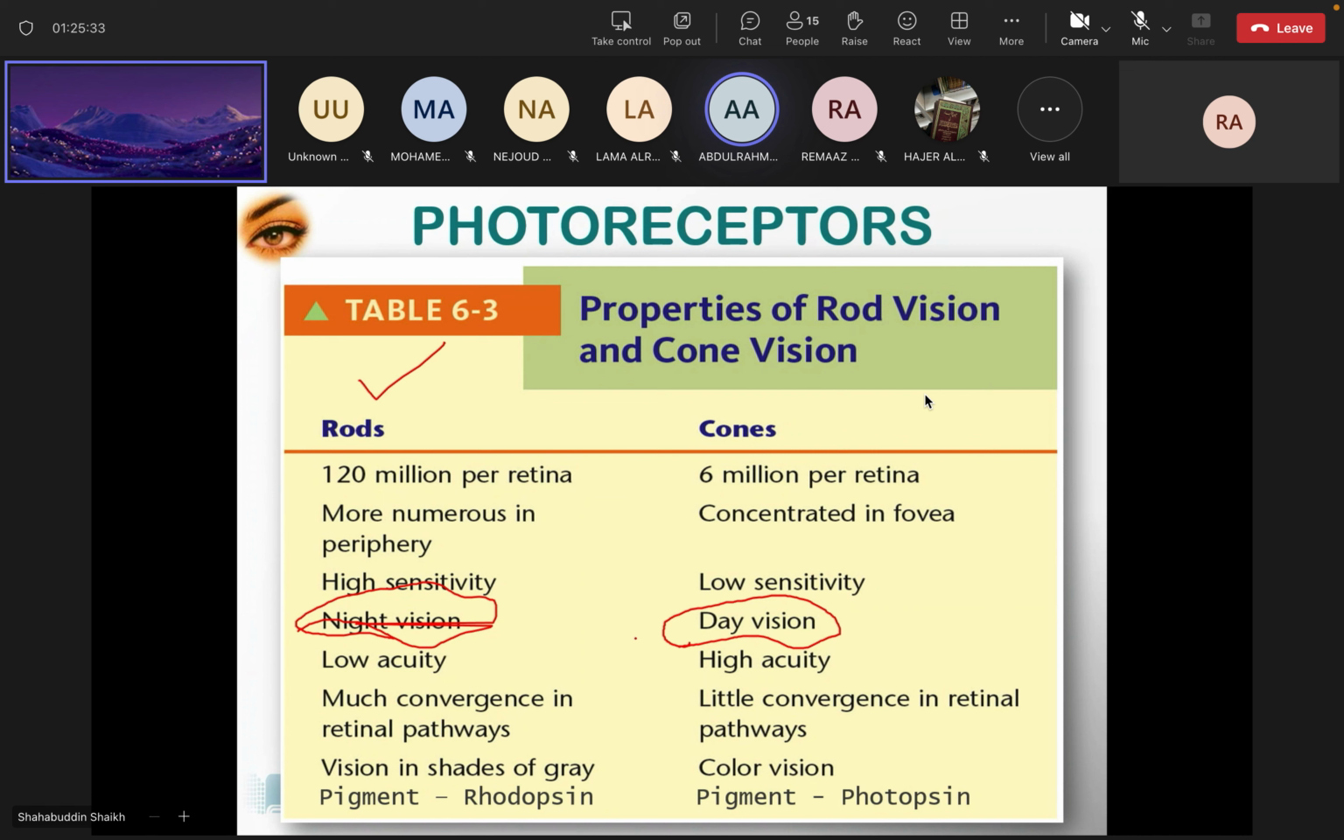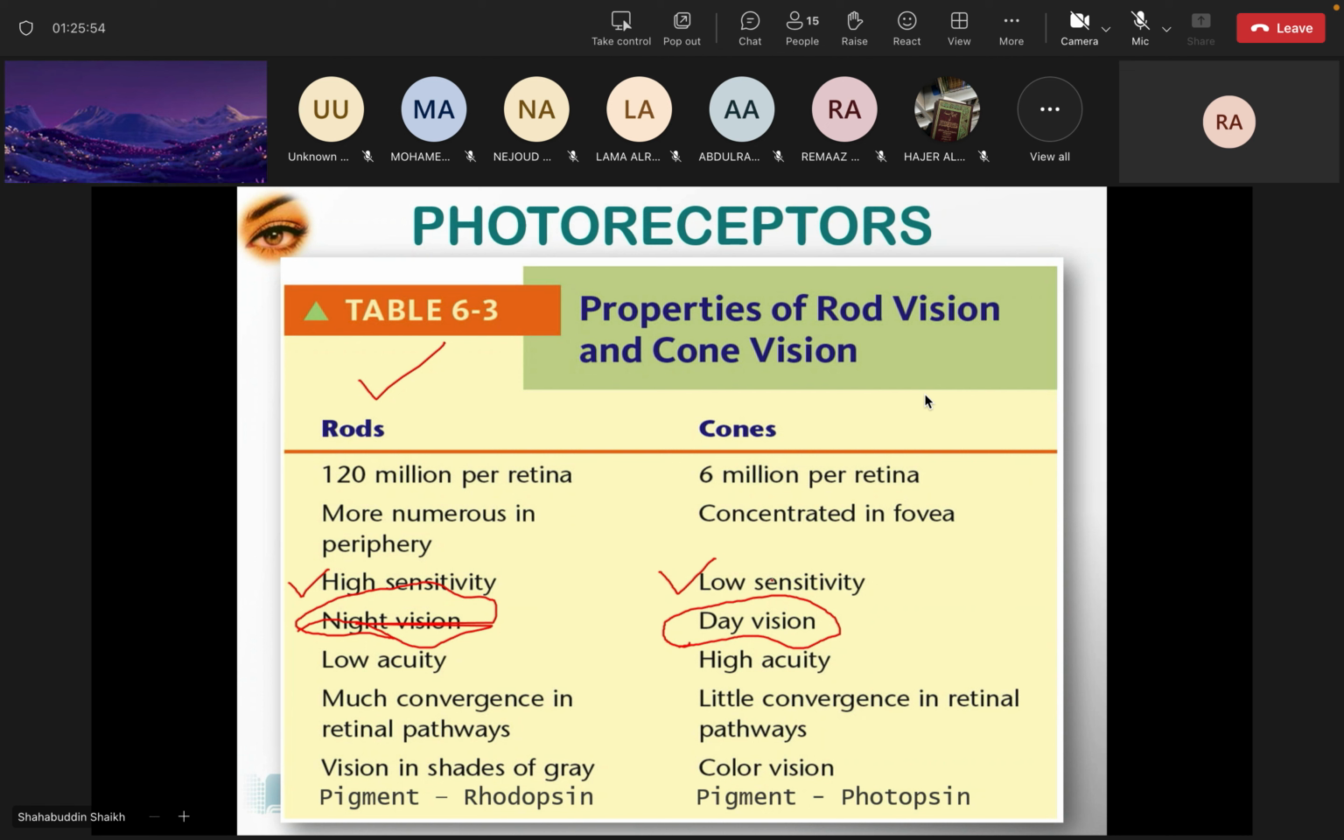What is your understanding? Rods are more sensitive to light. Yes, because they are able to see even in the dark. Therefore, they are used at night, isn't it? So they are more sensitive, and cones are less sensitive. Are we clear? Now let us add to this information.